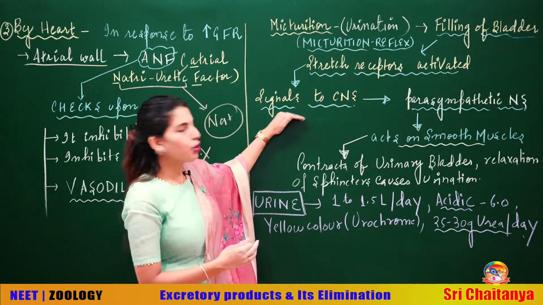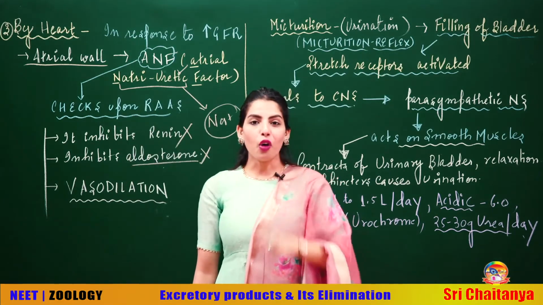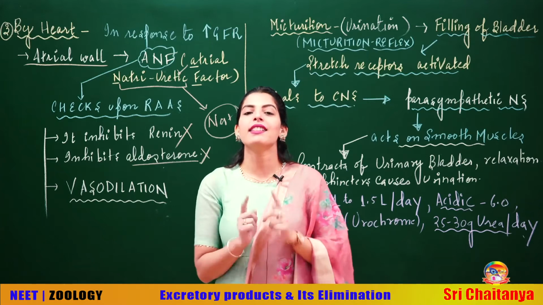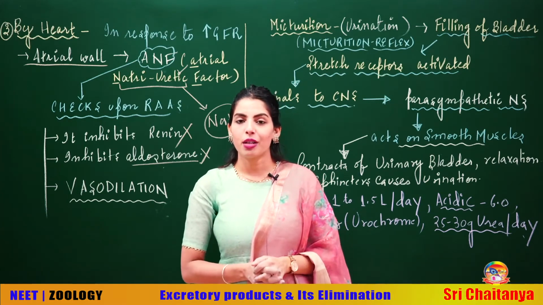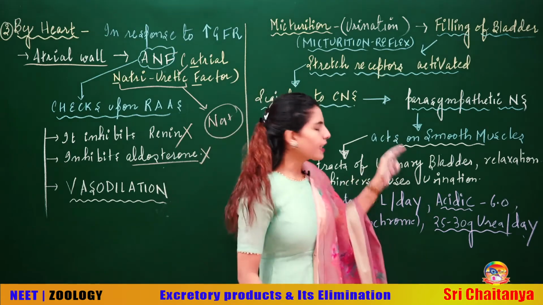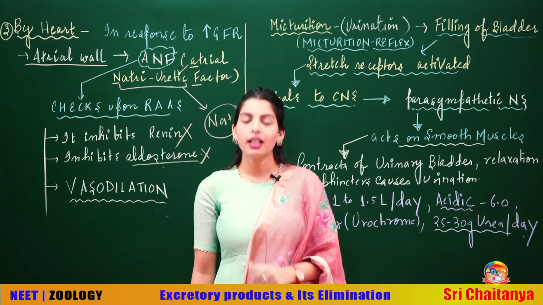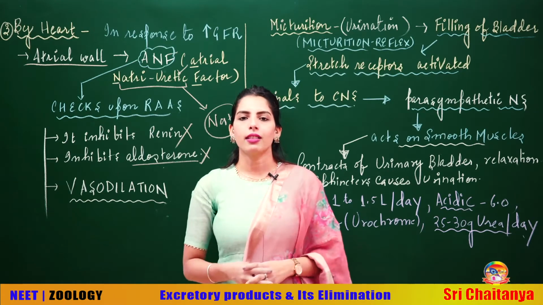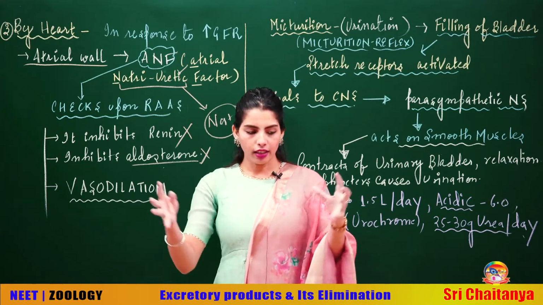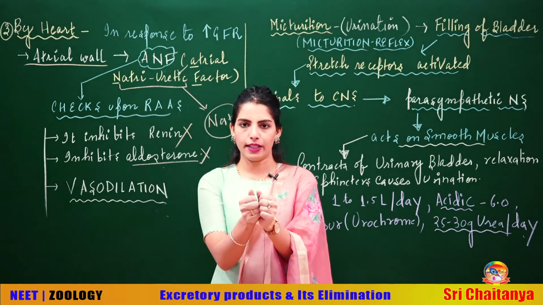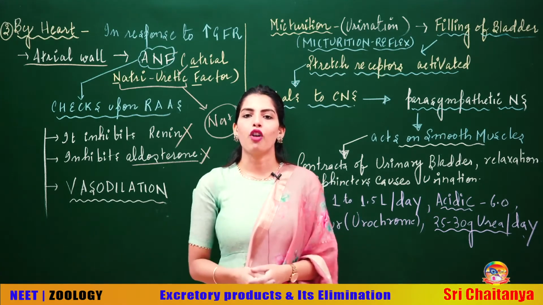Upon giving the signal to your central nervous system, the action is performed by a part of the autonomic nervous system, which is the parasympathetic nervous system. It acts on the smooth muscles. You remember what the smooth muscles of the urinary bladder were? That was the detrusor muscles. When the parasympathetic nervous system acts upon the urinary bladder, contraction of the smooth muscles takes place, and urination is performed.